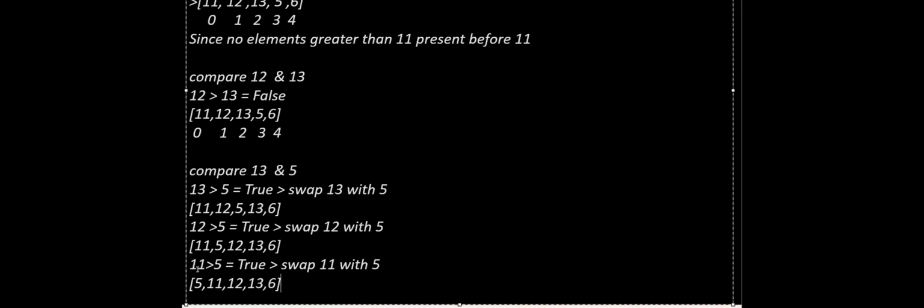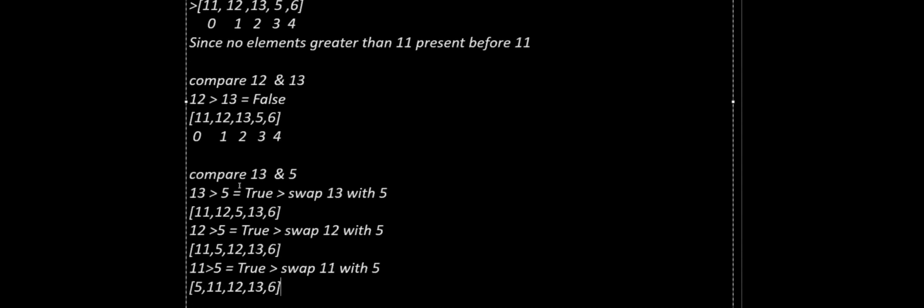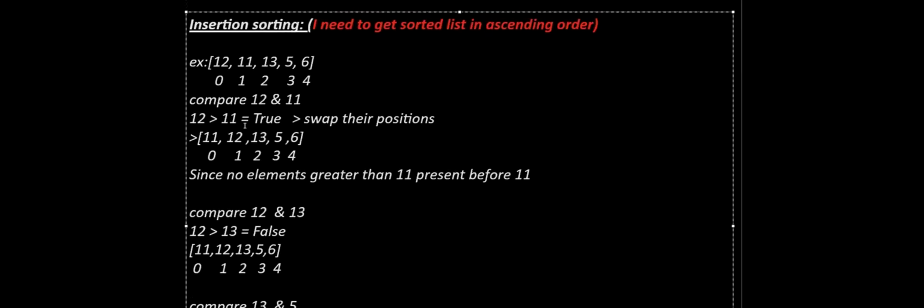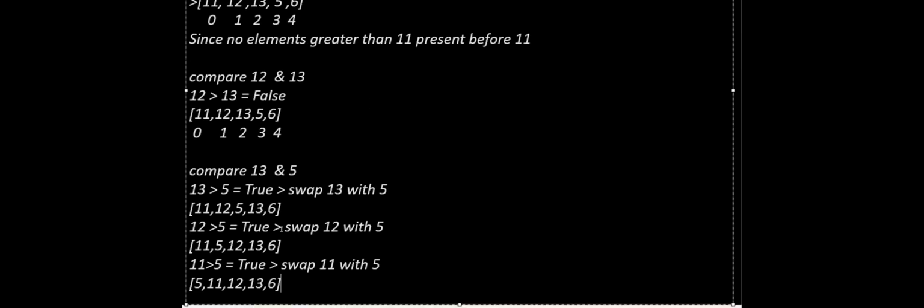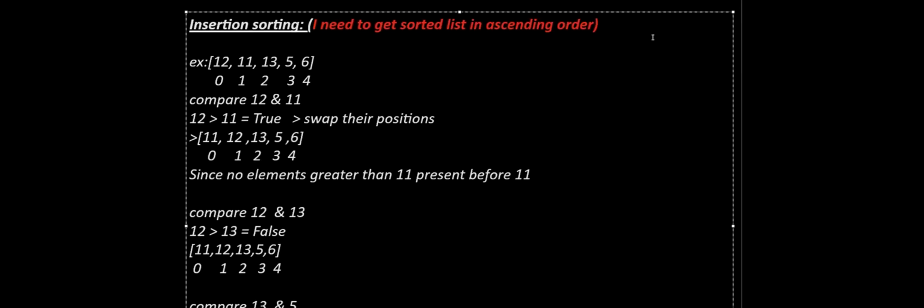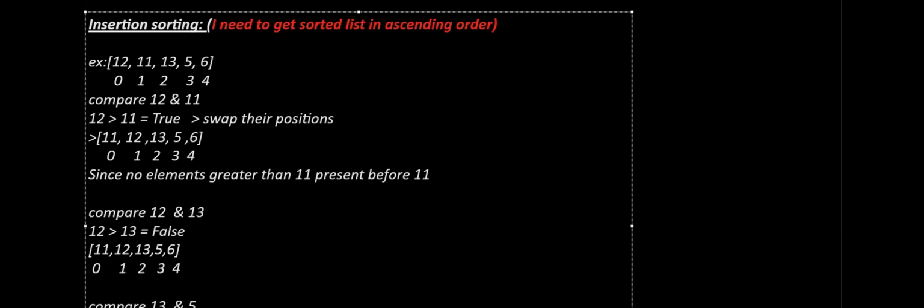So is there any element before 5 to check? No. Since there is no element before 5, I don't need to check. So these are the first few iterations. After that, I go and iterate over the next iteration. So let us see the next iteration as well.